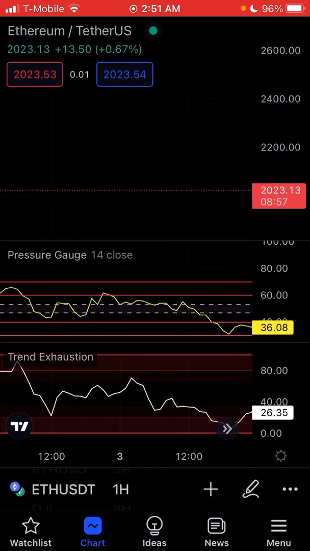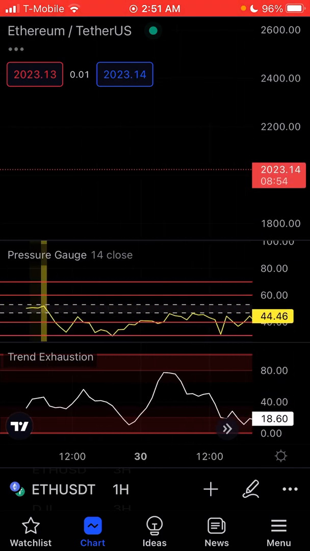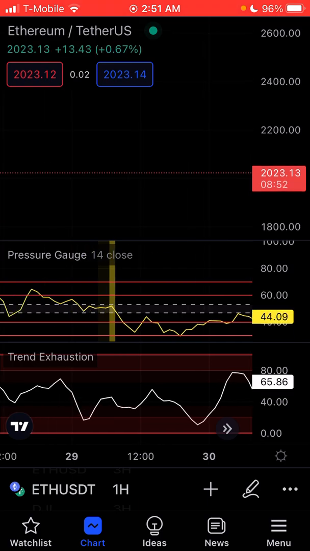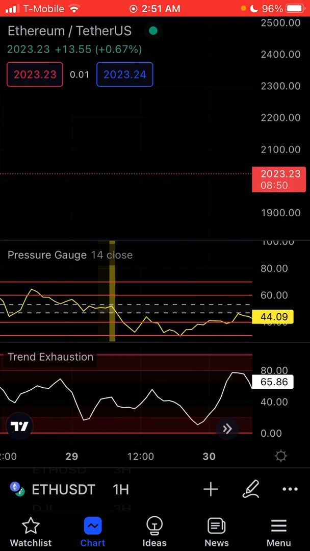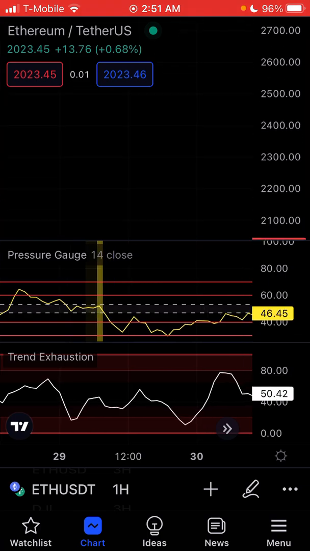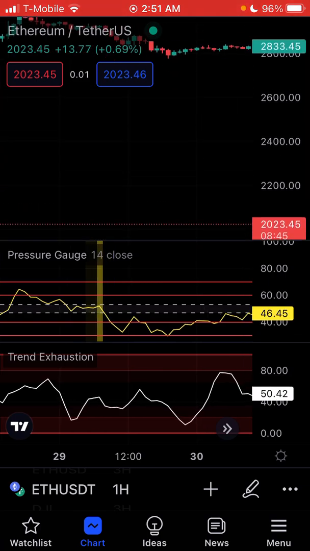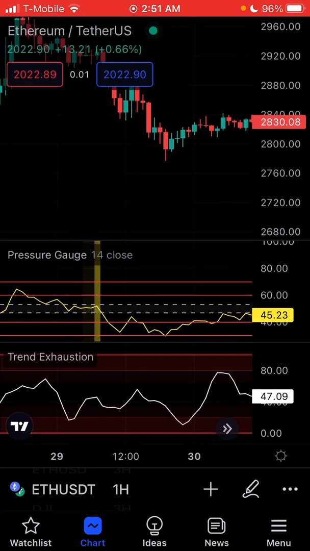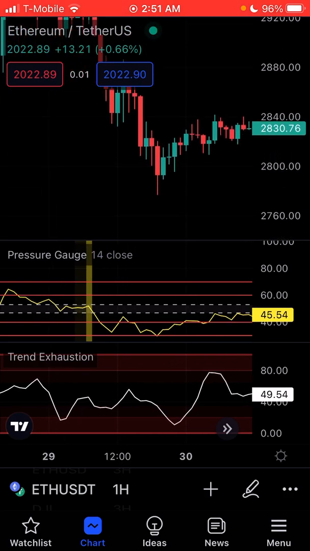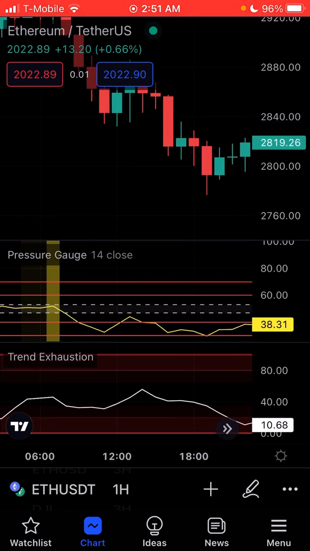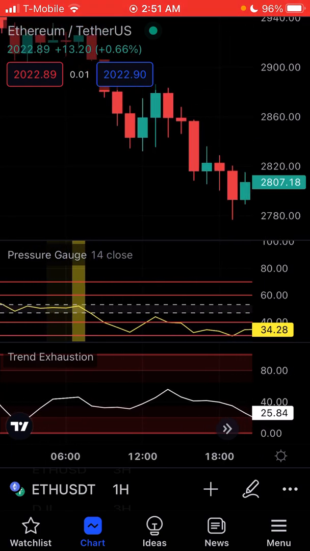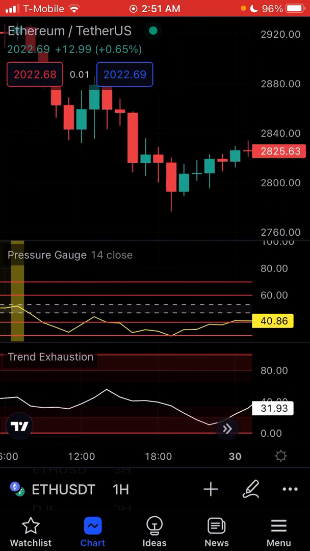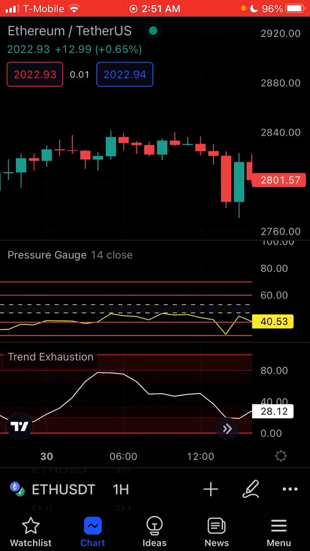Any more pressure gauge? Let's look for a pressure gauge. And I'm on Ethereum, so maybe I should switch to Bitcoin. Where did you go, Ethereum? Okay, we see the pressure gauge again. And the trend exhaustion is more on the bottom, but still it trended down.